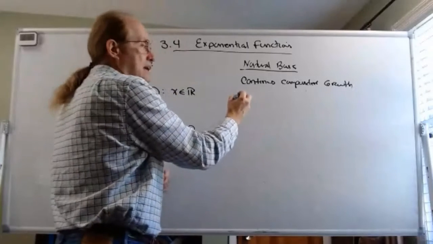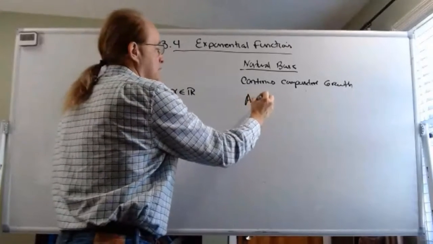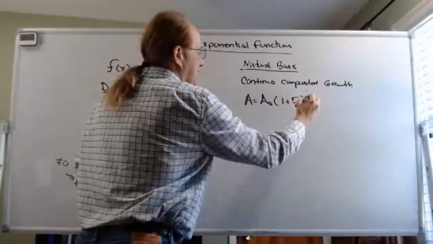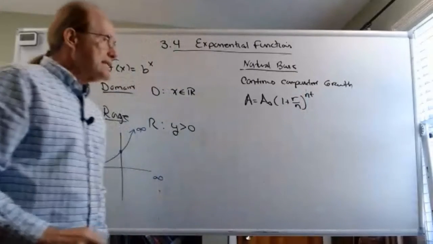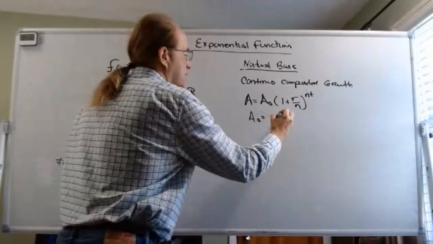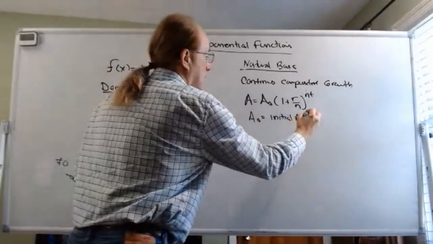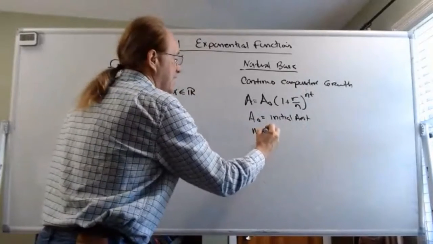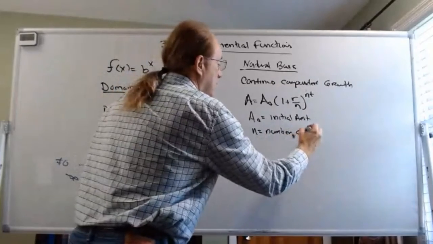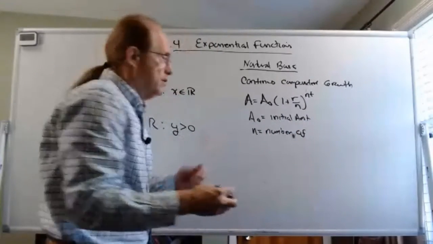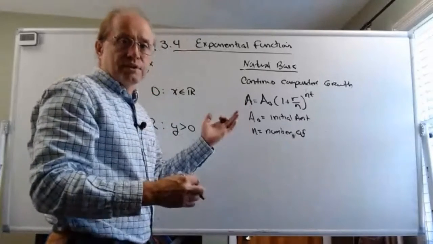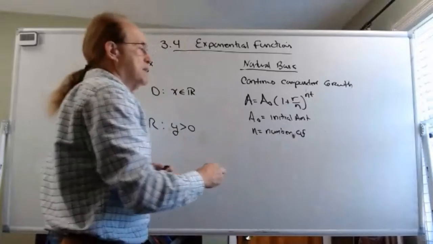Continuous compounded growth. So it looks like this: A is equal to A0 times (1 plus R over N) raised to the NT. In this case, A0 is your initial amount, and N is the number of compoundings per time period. This is how money grows in a bank, if you're curious, or how populations grow, or how the COVID-19 virus spreads, by something like this.